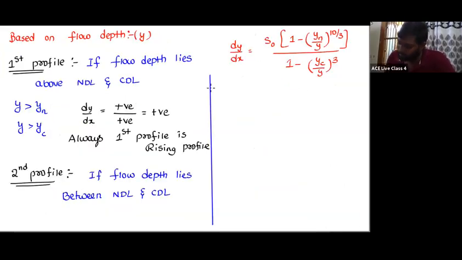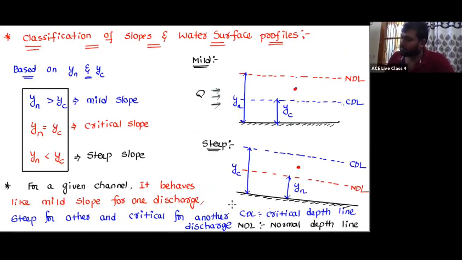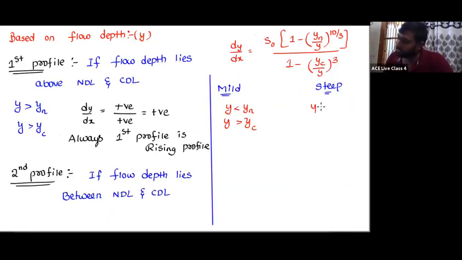So now, for the second profile, in mild and in steep. In the case of the mild, Y is less than YN, Y is greater than YC. Have a look. Whatever the flow depth Y, it is going to be less than YN, more than YC. Similarly, in the case of steep, Y is more than YN, Y is less than YC.